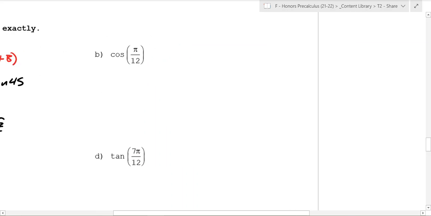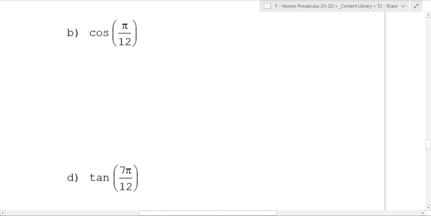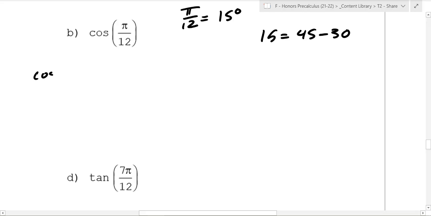So now let's go to radians with cosine of pi over 12. What do we do with that? Well, if it helps you, pi over 12 is half of pi over 6, so that's 15 degrees. So we can think of it that way if that's easier. So another way to write 15 is 45 minus 30.